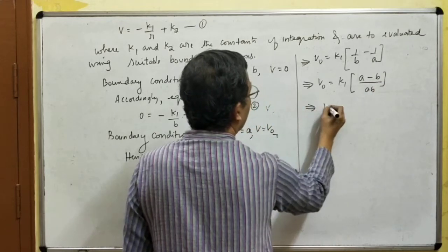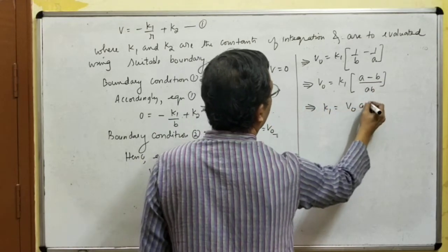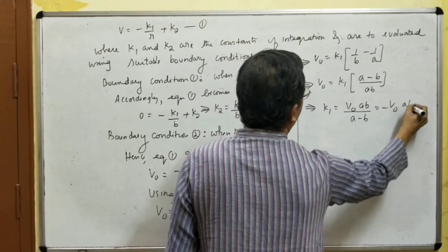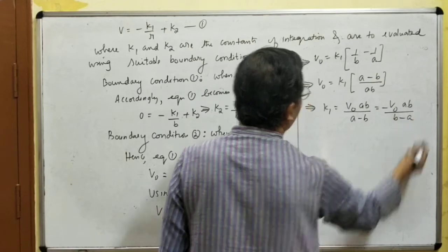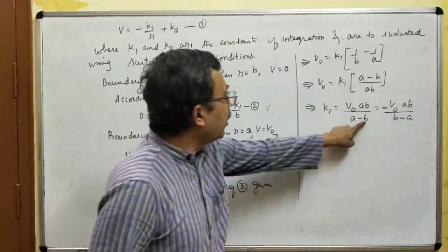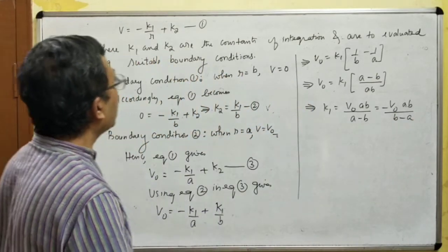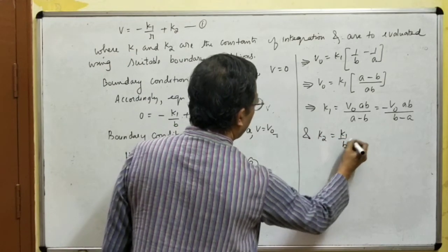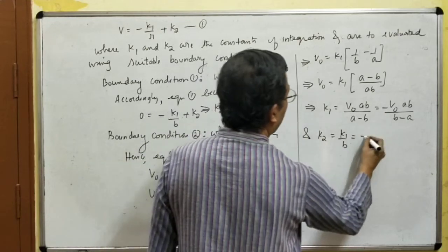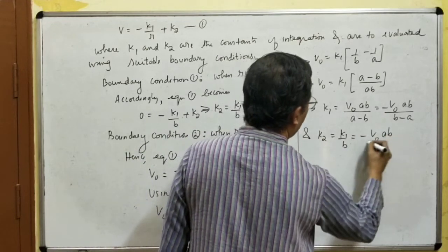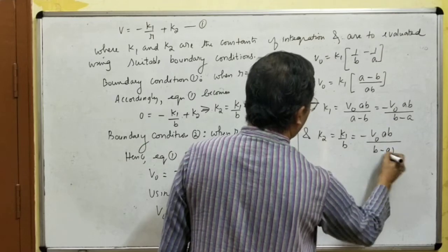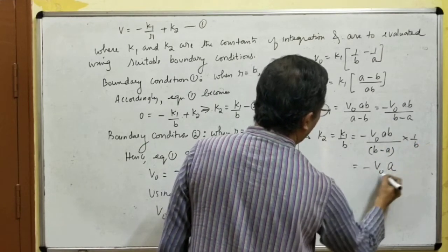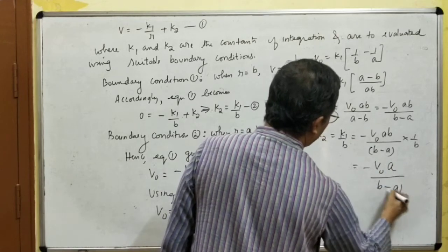This implies k1 is equal to v naught into ab divided by a minus b, or minus v naught into ab divided by b minus a. Here I have taken the minus sign common. This is the expression for k1. And k2 equals k1 by b. What is k1? Minus v naught into ab divided by b minus a, into 1 by b. So this gives minus v naught into a divided by b minus a.